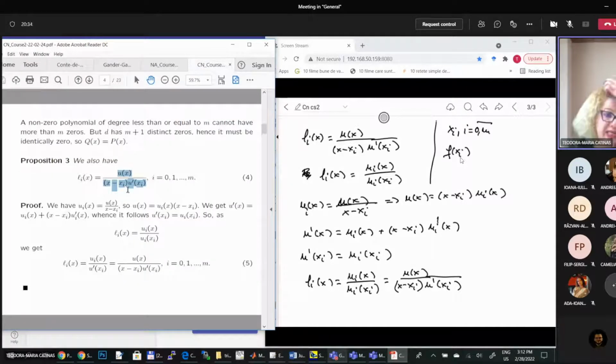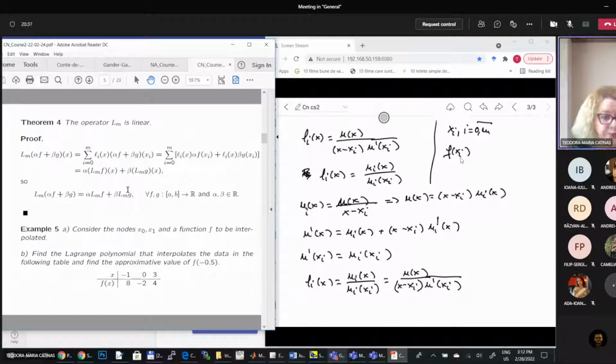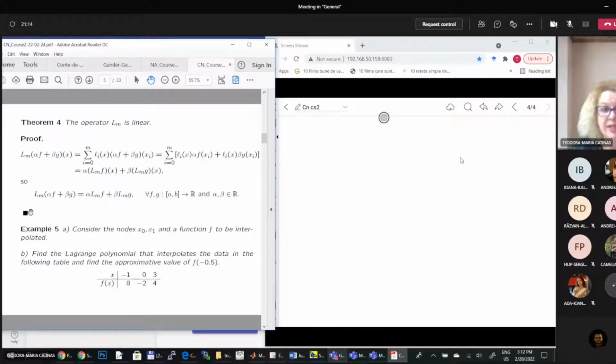Okay, so x different of xi. The operator Lm is linear. We have mentioned in the first lecture what this property is, and that we prove shortly, as Lm of alpha f plus beta g should be alpha Lm f plus beta Lm g. It's just written the polynomial for the function alpha f plus beta g. And we will apply this formula for two examples.